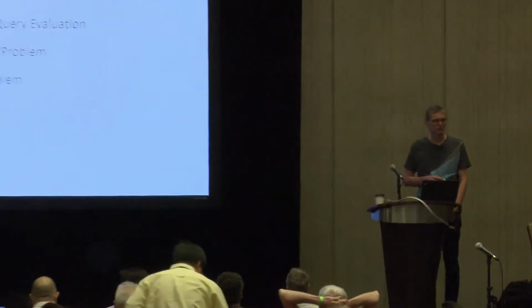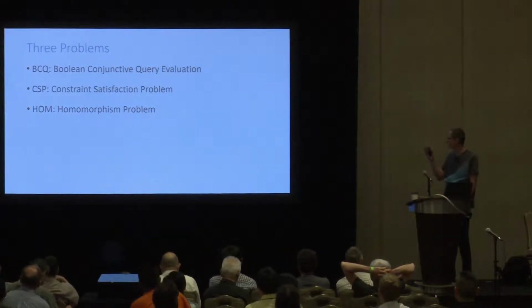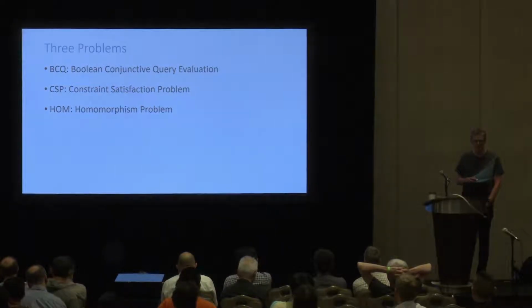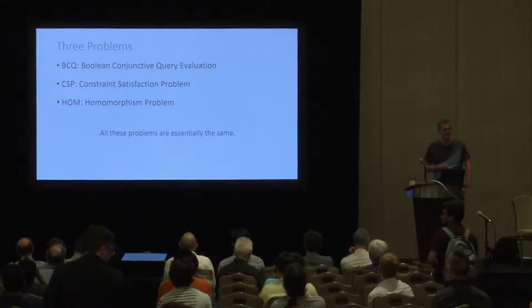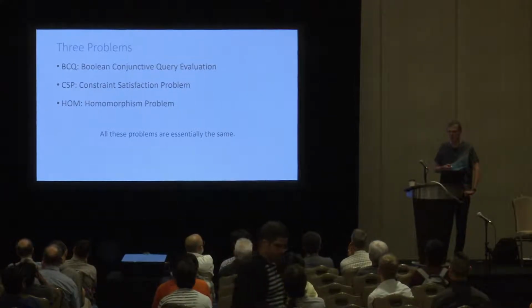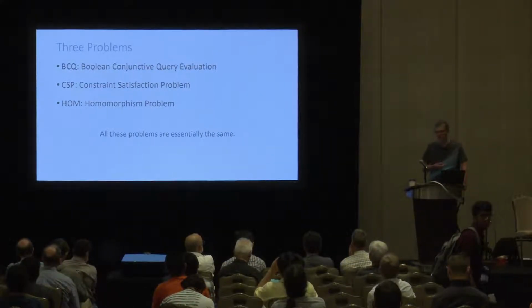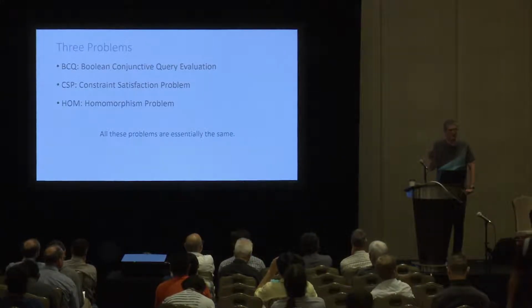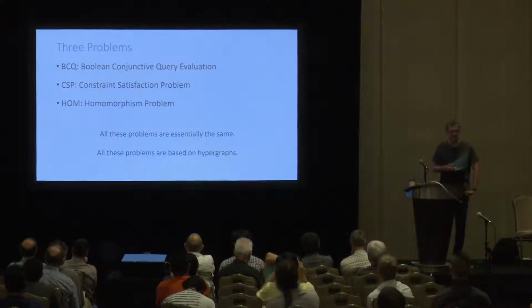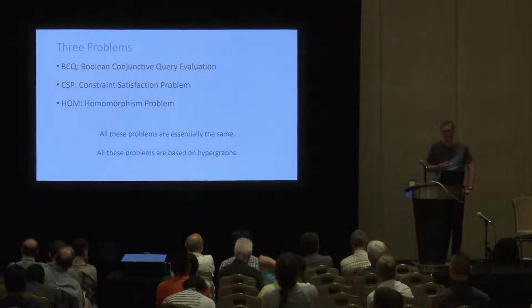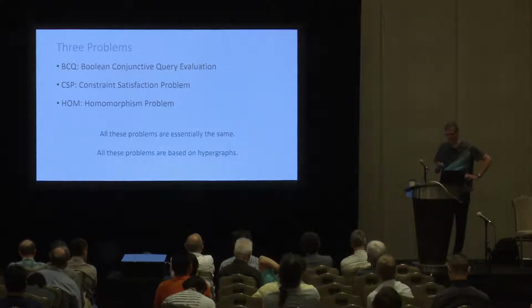Okay. Thank you very much for the kind introduction. So let's start. When we look at 3 fundamental problems of computer science, that is conjunctive query evaluation, constraint satisfaction, the homomorphism problem, then we notice that essentially they're all the same problem. That is evaluating first-order formulas built from existential quantification and conjunction. And we also notice that the underlying data structure of these problems are hypergraphs.